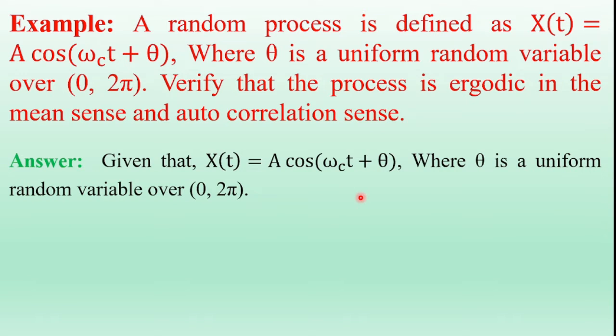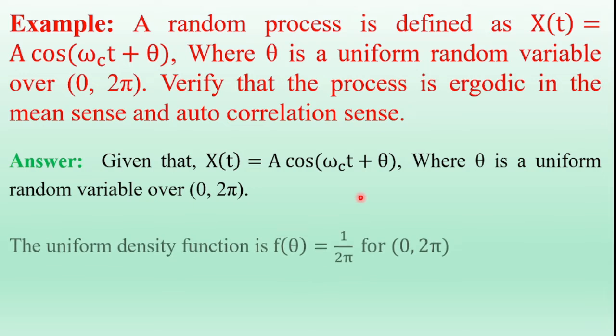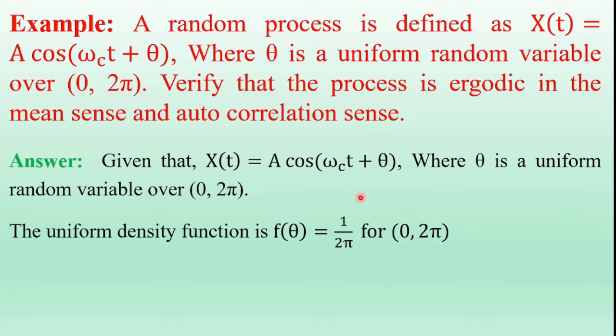Coming to the solution, given that the random process x of t is A cos of omega c t plus theta. Here omega c is a constant and theta is a uniform random variable over 0 to 2 pi. Using the standard expression of the probability density function of a uniform random variable, 1 by b minus a for x from a to b, the probability density function of theta is f of theta is equal to 1 by 2 pi minus 0, which is 1 by 2 pi for 0 to 2 pi.